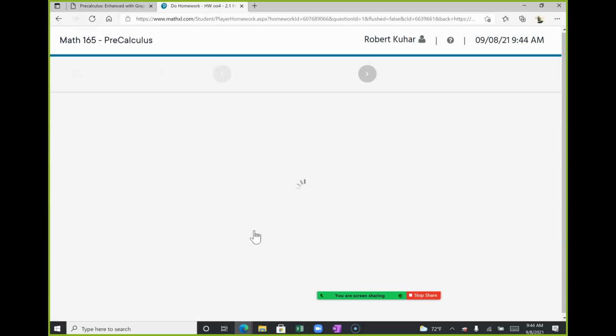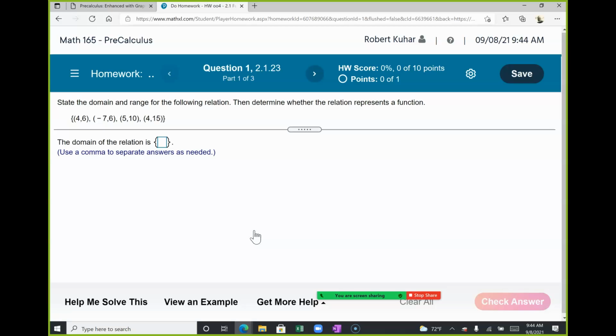So the first type of problem I have here is: can I decide if this thing is a function or not? I want to look at the domain here. Notice the domain are the x values. Can someone read me those x values? 4, 4, negative 7, 5, and 4. Okay, so we already don't like the repeat, right?